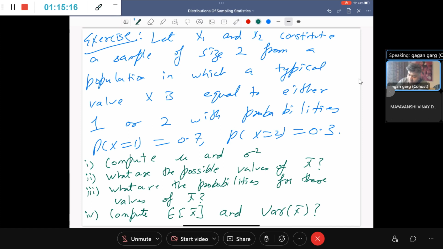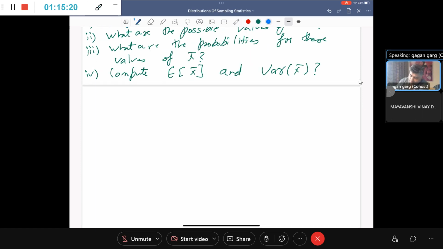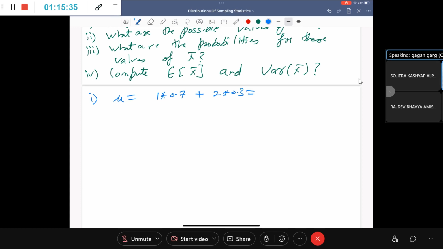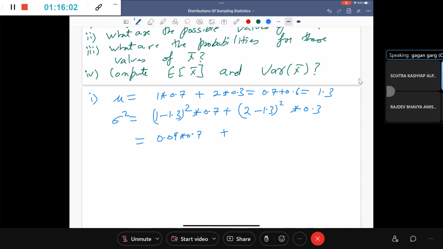So the first part is compute mu and sigma square. What will be mu and sigma square? 1.3 and 0.21. Yeah. So you compute mu as 1 into 0.7 plus 2 into 0.3. So that is 0.7 plus 0.6, which is 1.3. And sigma square is 1 minus 1.3 whole square into 0.7 plus 2 minus 1.3 whole square into 0.3. So that is 0.09 into 0.7 plus 0.49 into 0.3. So that is 0.21. So that is mu and sigma square.